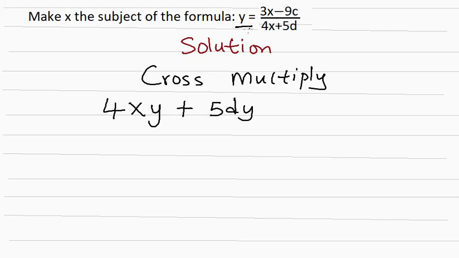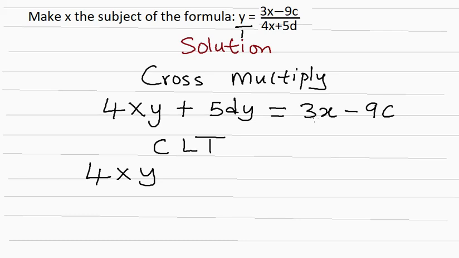And of course, you know that this is all over 1, is equal to 3x multiplied by 1 will give me 3x minus 9c. Since the x is not just in one place, the x is found on both sides of the equation, what I will do is collect like terms, CLT. Every term that has x, I'll bring it to one side of the equation. So I'm going to have 4xy. I'll move this 3x to this side, I'm going to have minus 3x, is equal to minus 9c. I'm going to move this plus 5dy to the other side, that's going to be minus 5dy.